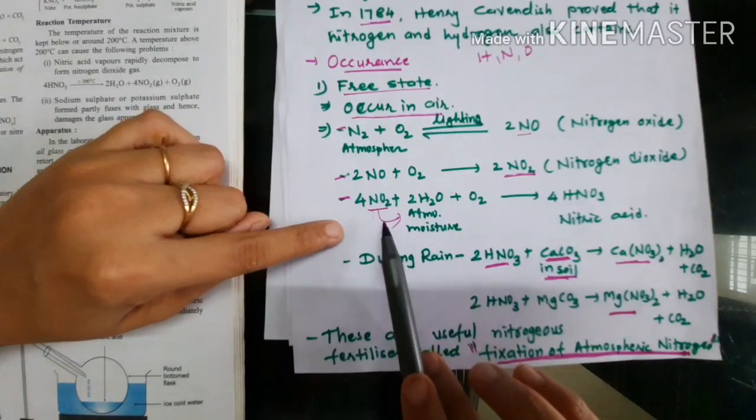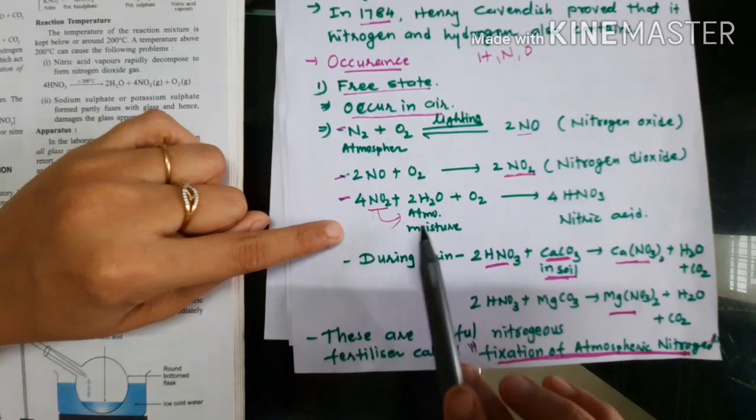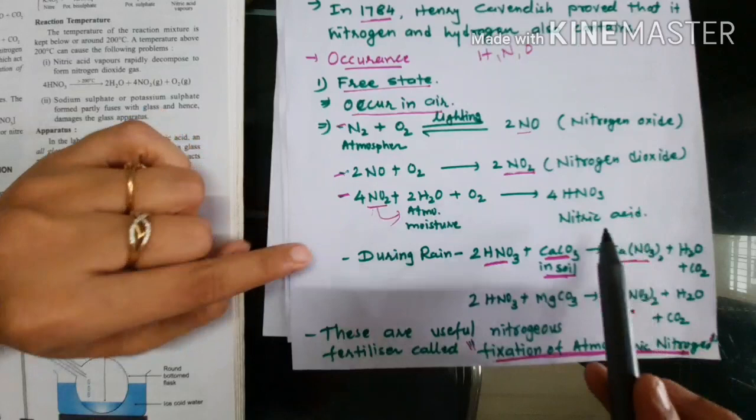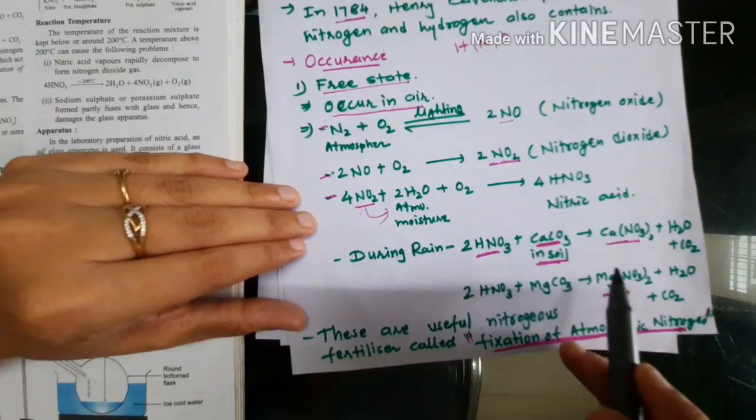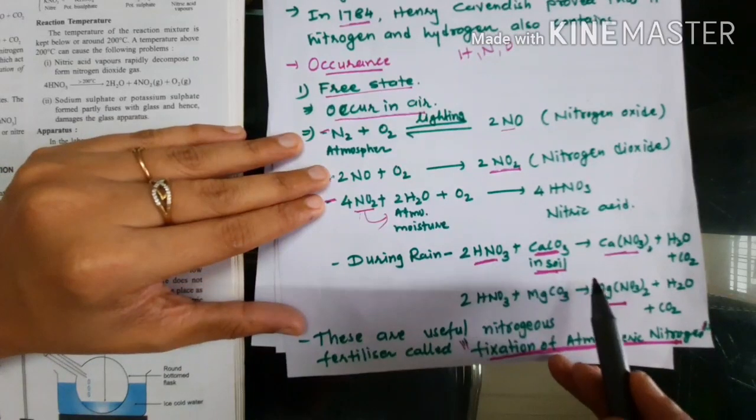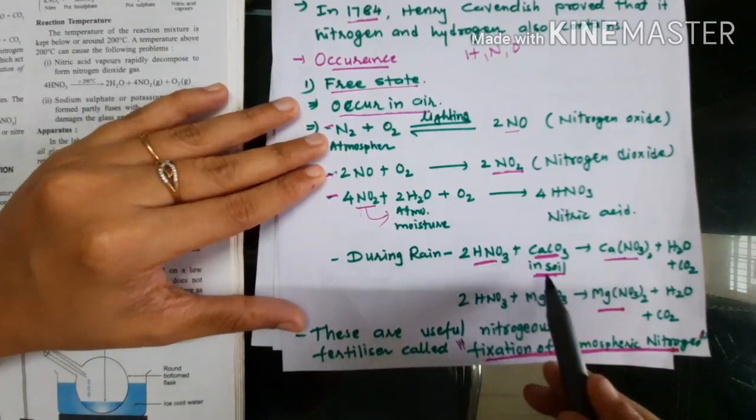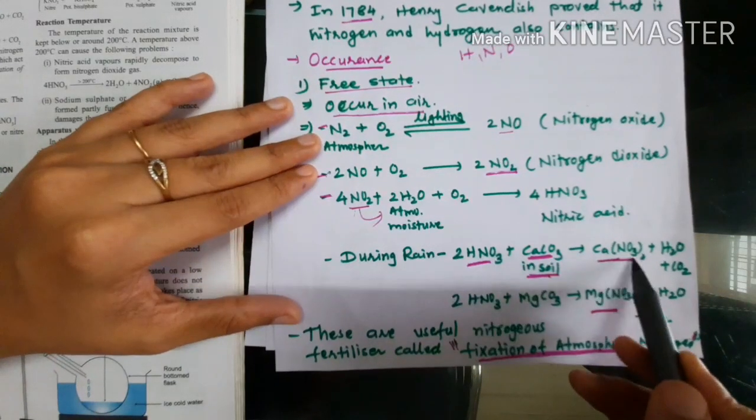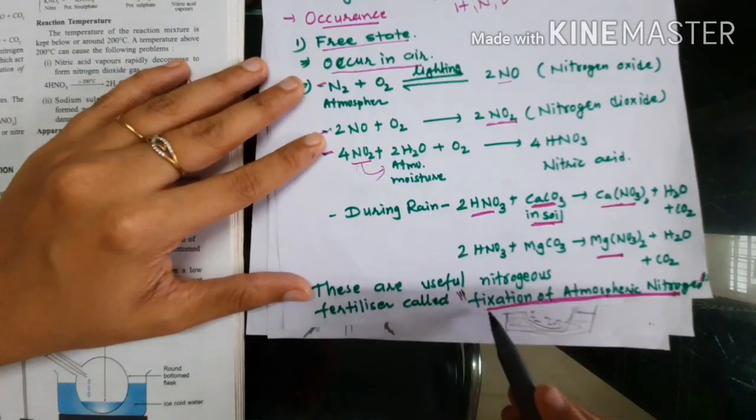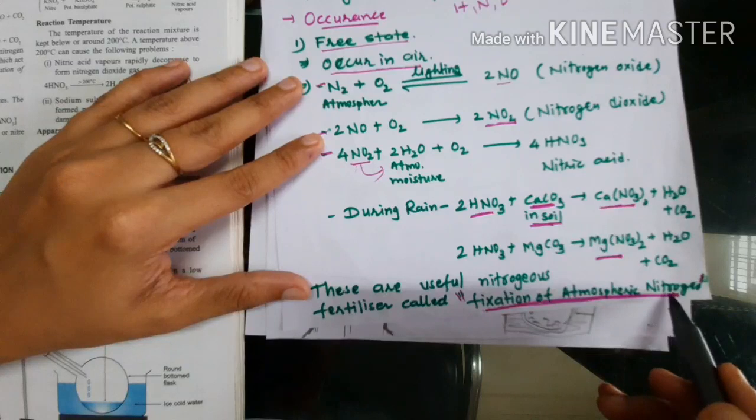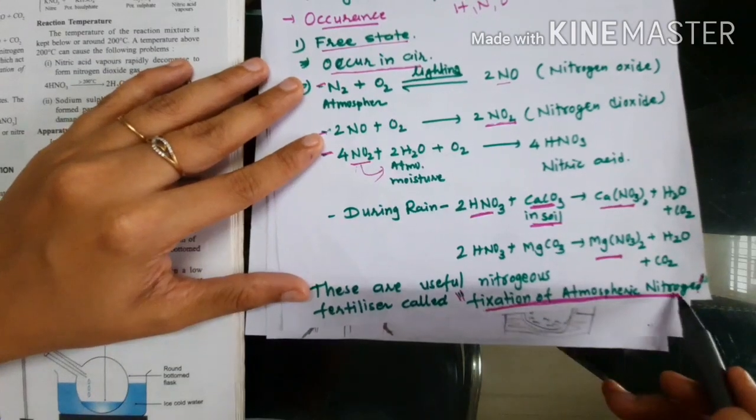This nitrogen dioxide dissolves in the atmospheric moisture and converts into nitric acid, and that nitric acid, through rain, reacts with the soil carbonate compounds. When it reacts with the soil compounds, it converts into a nitrogenous compound, and that is called the fixation of atmospheric nitrogen.